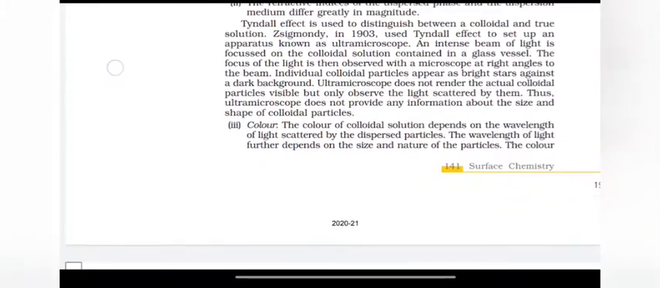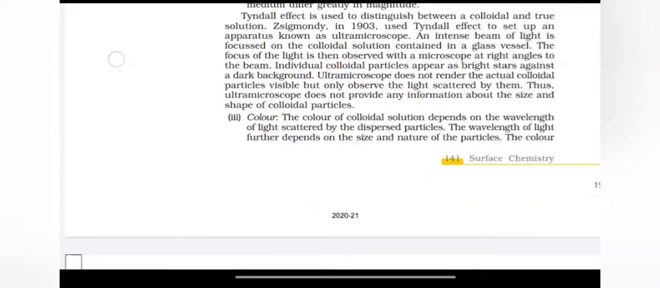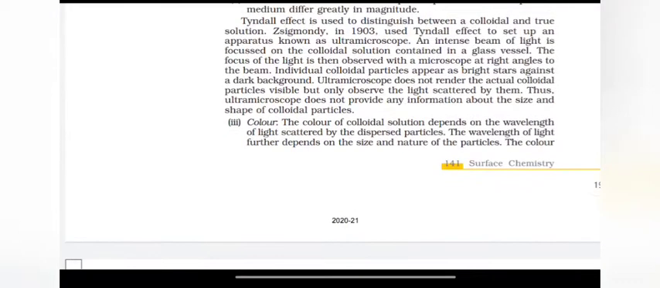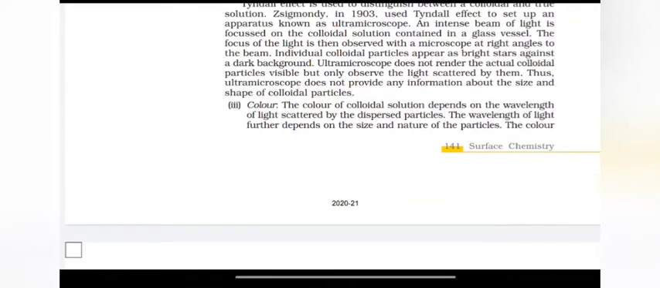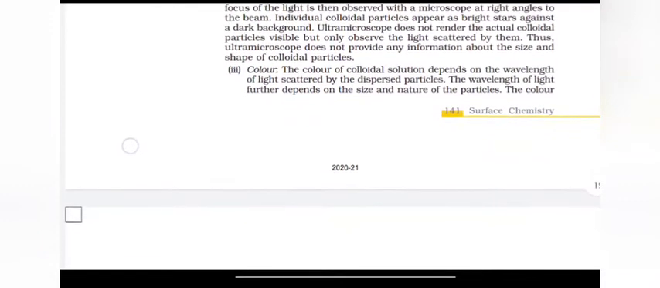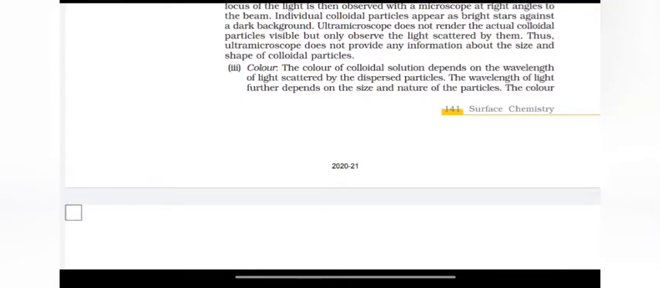Zsigmondy in 1903 used the Tyndall effect to set up an apparatus known as an ultramicroscope. An intense beam of light is focused on the colloidal solution contained in a glass vessel. The focus of the light is then observed with a microscope at right angles to the beam. Individual colloidal particles appear as bright stars against the dark background. The ultramicroscope does not render actual colloidal particles visible but only shows the light scattered by them. Thus, the ultramicroscope does not provide any information about the size and shape of colloidal particles.